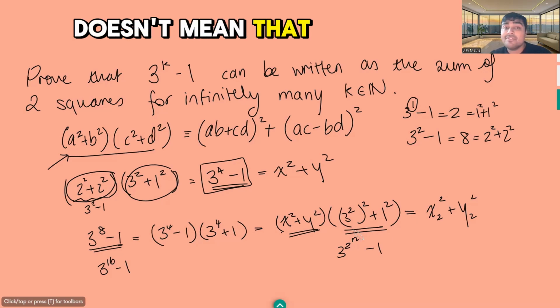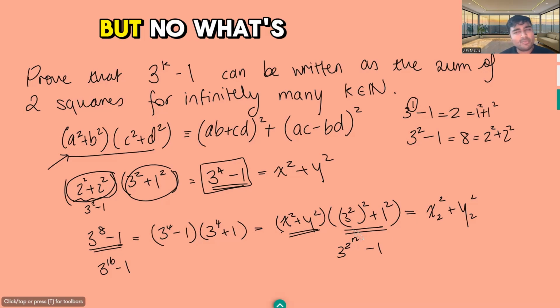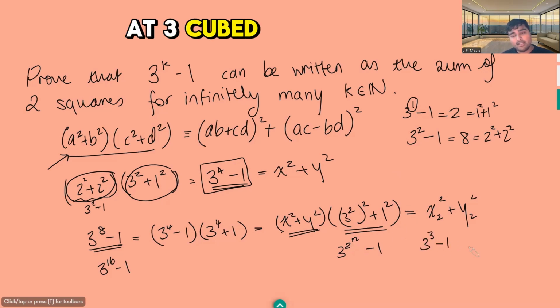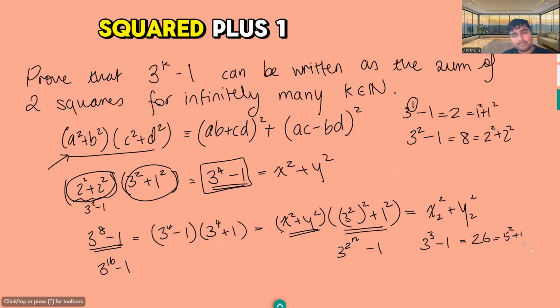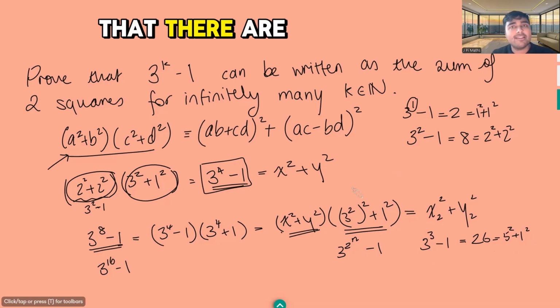Notice that it doesn't mean that for every value of k you can write this as the sum of two squares. But what's interesting is that it doesn't have to be powers of 2. For example, if I look at 3³ - 1, that's 26, and 26 is 5² + 1². So there are other values of k as well. This just proves that there are infinitely many.